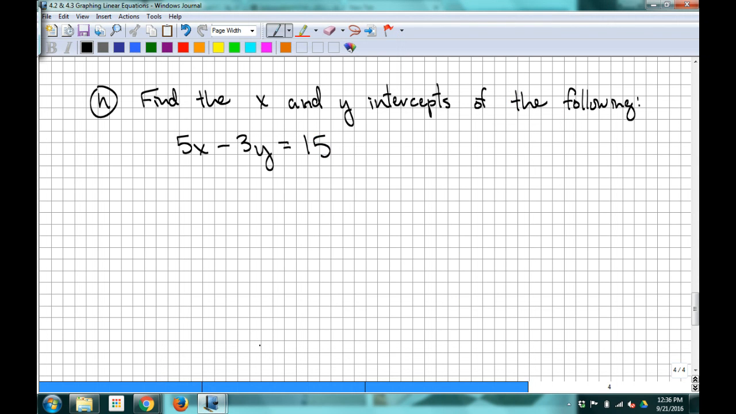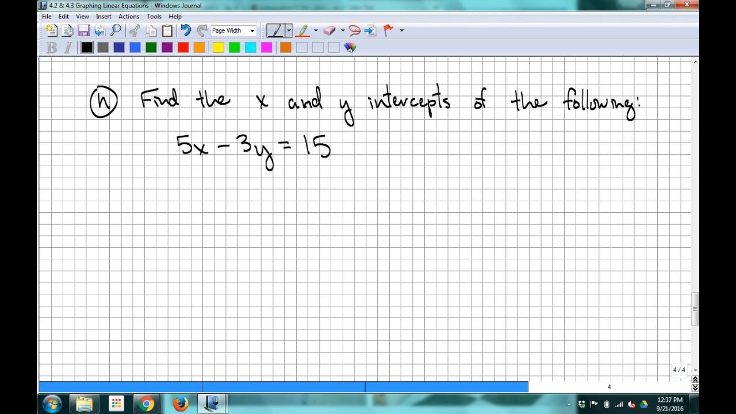So example H, we're going to change what we're doing here, and we're going to try to find the x and y-intercepts of the equation, okay? The x and y-intercepts. What that means is we're going to try to find where this equation is crossing the x-axis, that's the x-intercept, and where it's crossing the y-axis, that's the y-intercept. So that's what we're going to find here for this particular problem, okay?